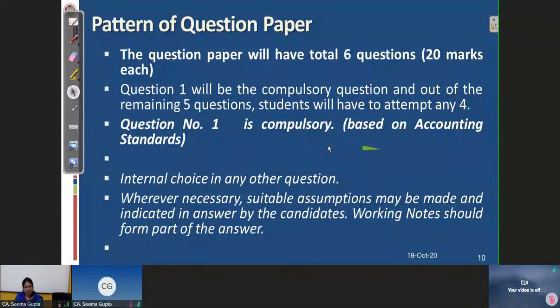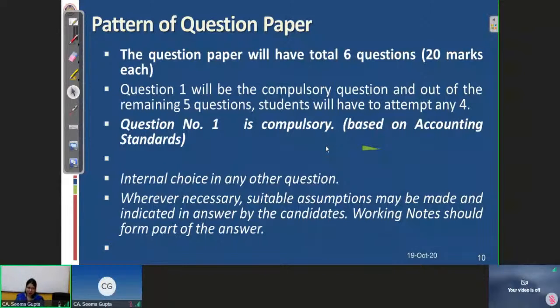Question number 1 is compulsory, based on accounting standards. So it means the topic of accounting standards is very significant. It's a very crucial topic. Why? Because it's a compulsory question, it's a mandatory question. If you do not study the provisions of the accounting standards in an effective manner, then definitely you will not be able to score good marks in this particular paper. You have to have the complete knowledge, complete understanding of the accounting standards portion of the study material.